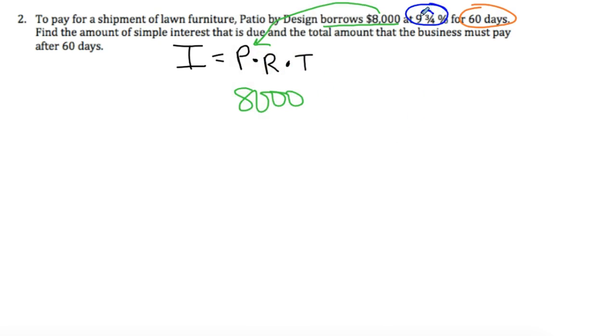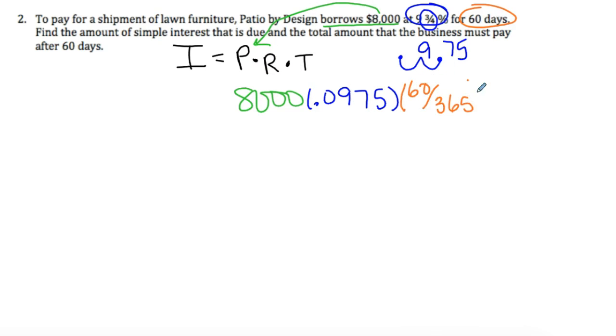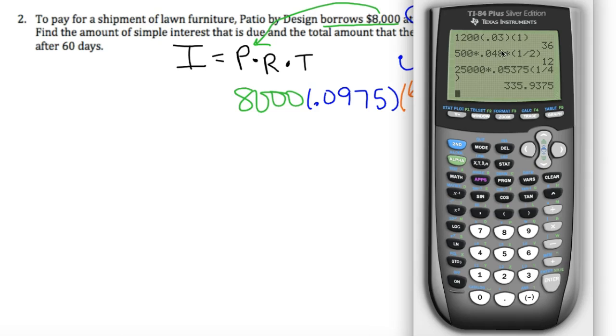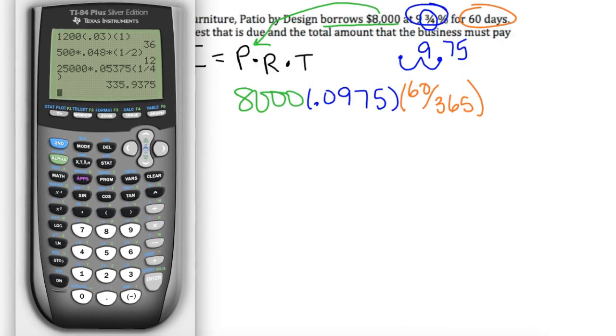My percent as a decimal. Okay, so we need to convert 3/4 to a decimal. You can use your calculator if you'd like. 3/4 as a decimal is 0.75, so I have 9.75, and I move 1, 2. So that would be 0.0975, and then my time, I have 60 days. Since there are 365 days in a year, I'm going to put 60 over 365. This will give me my interest. This will give me my additional money I owe the bank.